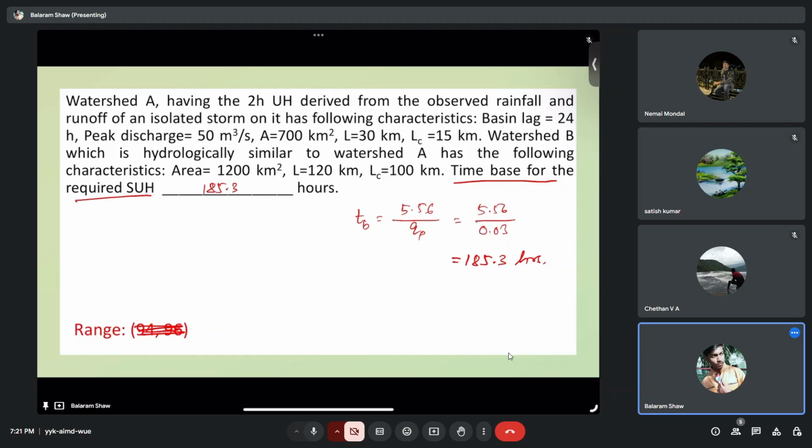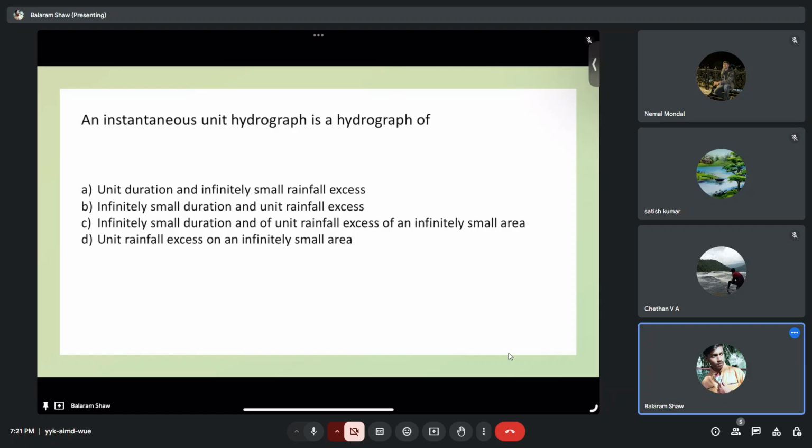That's it. So the next question is, an instantaneous unit hydrograph is a hydrograph. So we have also studied what is instantaneous unit hydrograph, right? What is instantaneous unit hydrograph? Anyone? Okay. So we'll move to the slide then.